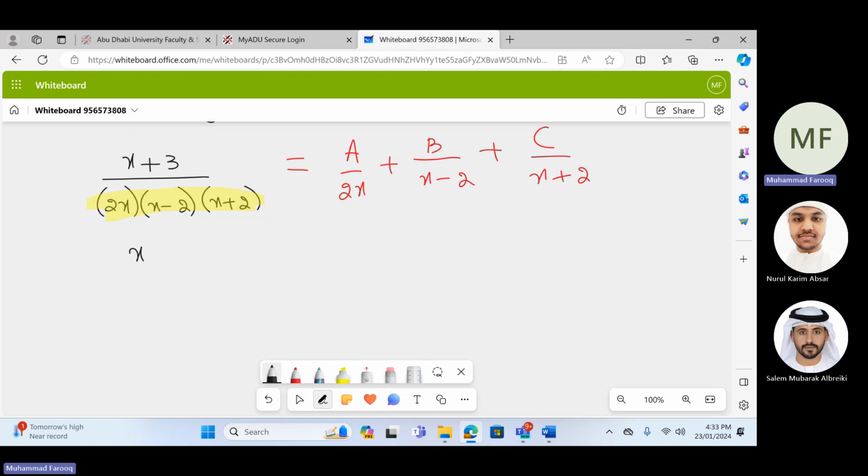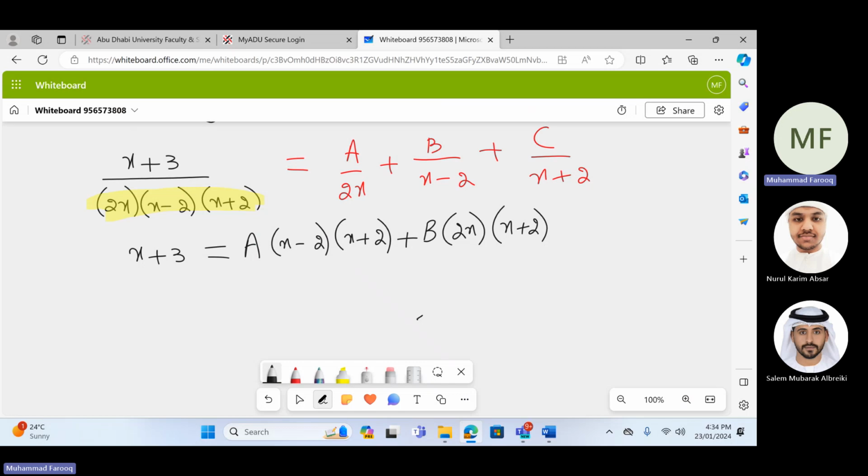The left side is only x plus 3, because I multiply this factor here and all cancel. Now, when you multiply this factor here, only 2x cancels by 2x. So with A, you have x minus 2 and x plus 2. When you multiply this factor with B, only x minus 2 cancels. So with B, we have 2x and x plus 2. Very good.